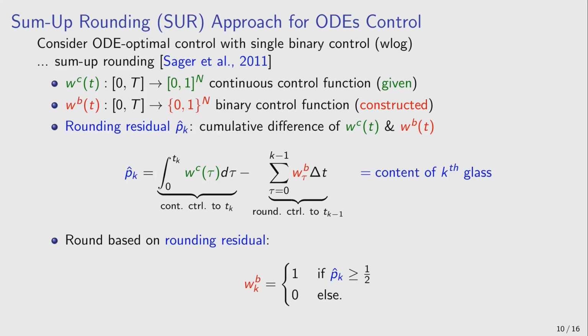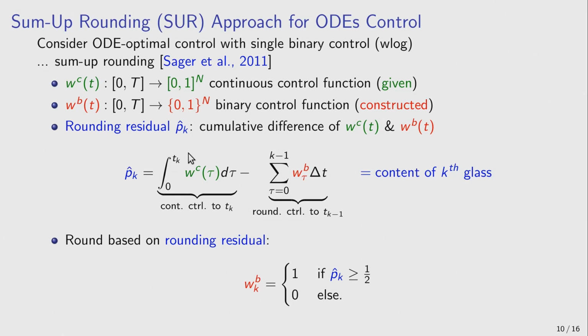And so here's a formal definition of this algorithm. We solve the continuous relaxation, so we have a continuous control with the C, which is the green one, over continuous variables that's given. And we're going to construct this binary control, the red one, WB, over this time horizon. What we did was essentially compute in each glass what was left over, the rounding residual.